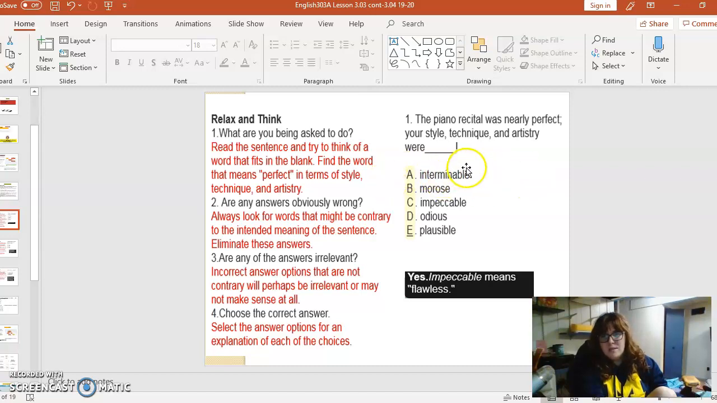So that means, it just kind of seemed to go on. So you're looking at basically impeccable and plausible. And then of those two, which one would make most sense or which one doesn't really go? So you're looking for something that basically means perfect. Plausible just means like it's able to happen. So if it's plausible, it's possible. Doesn't really make sense here. So the correct answer would be C, impeccable.